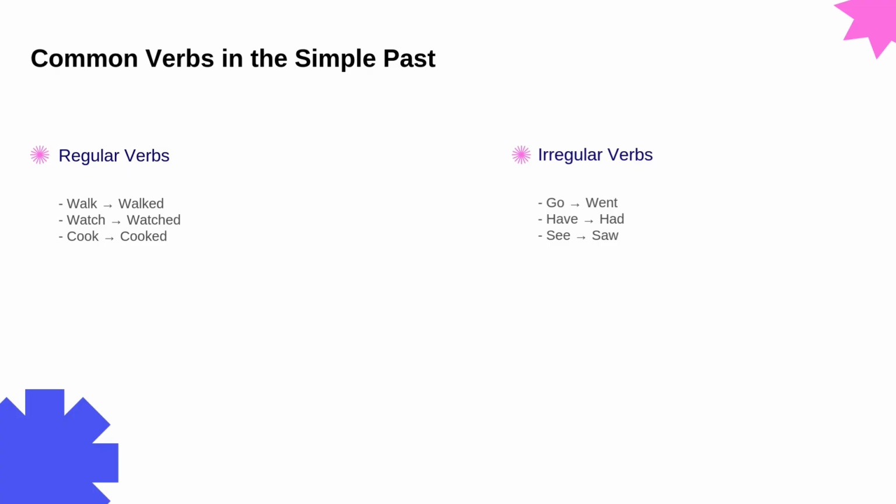Now let's look at some examples of regular and irregular verbs in the simple past tense. Regular verbs simply add ed to their base forms. For example, walk becomes walked and cook becomes cooked. Irregular verbs, on the other hand, change form entirely and you need to memorize them. For instance, go becomes went, have becomes had, and see becomes saw.